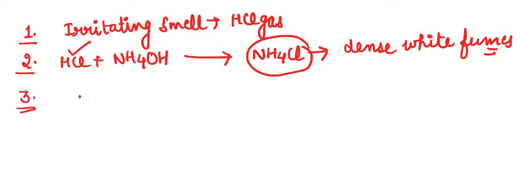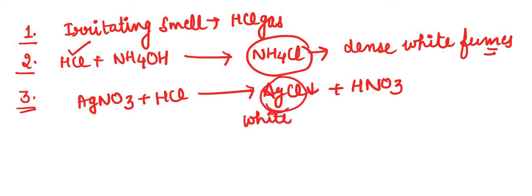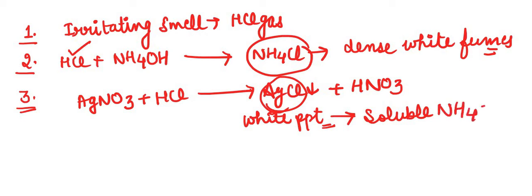When there is a reaction between AgNO3 and HCl, there is a formation of AgCl, that is the curdy white PPT, along with HNO3. That white PPT is insoluble in nitric acid, but it is soluble in ammonium hydroxide. That white colored PPT remains insoluble in nitric acid, but it is soluble in your ammonium hydroxide. So that is the main reaction, which is not given by any other acid or any other compound.